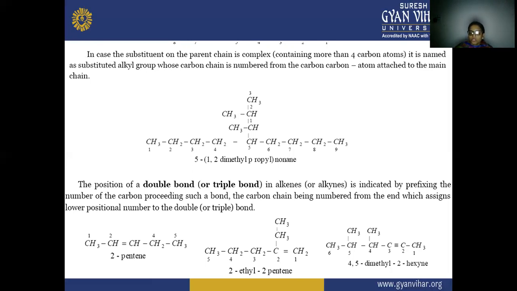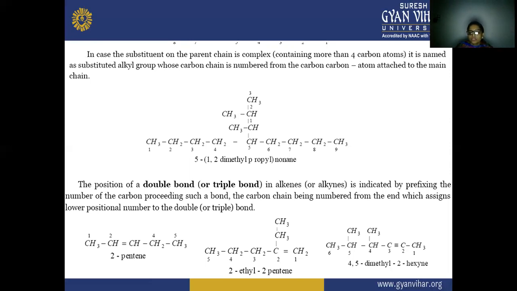So here the position of the double or the triple bond in alkene or alkyne is indicated by prefixing the number of the carbon preceding such a bond, the carbon chain being numbered from the end which assigns the lower positional number to the double or the triple bond.